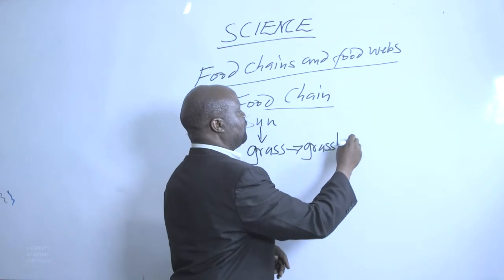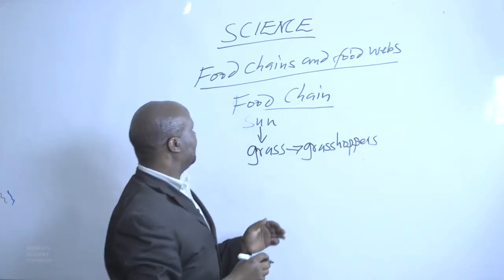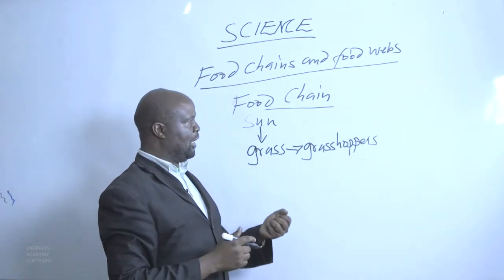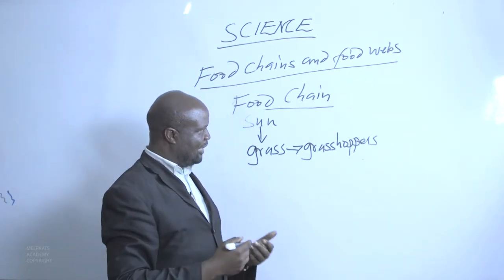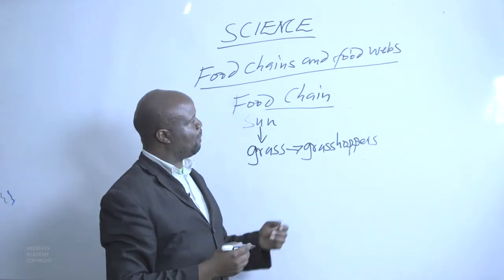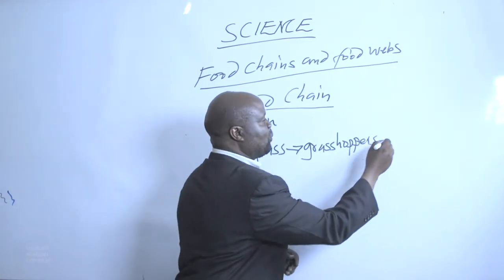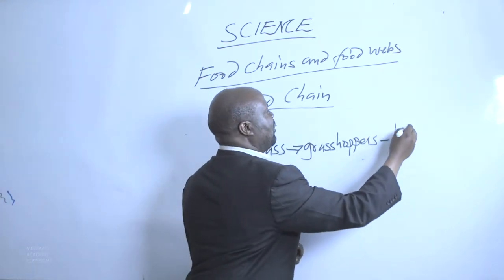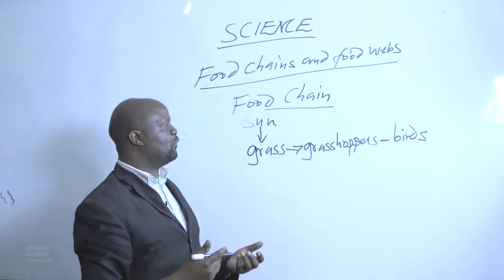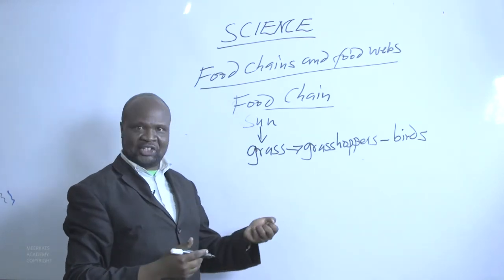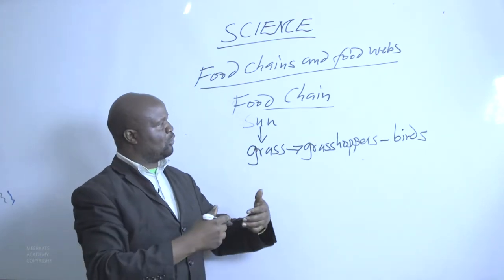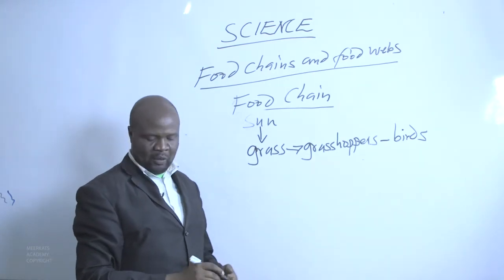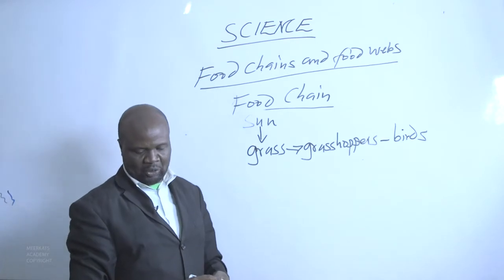The grass will be eaten up by the grasshoppers to gain food, and that food will give them the energy to perform daily activities. Then from the grasshoppers we have birds. And birds will eat a number of grasshoppers to get enough food to provide enough energy to perform their daily activities, which include flying and looking for other grasshoppers, and so forth.